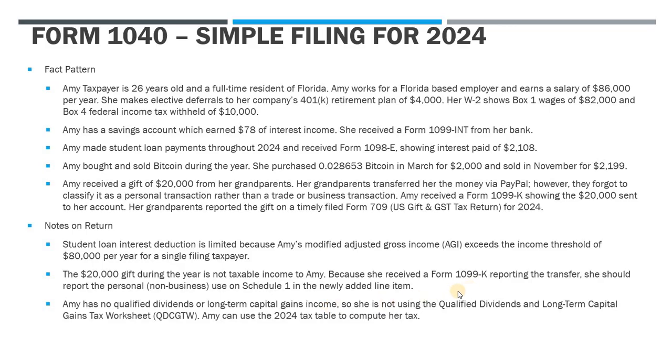However, because she has a 1099-K and the IRS receives a copy of the 1099-K as well, she should be reporting this transfer on Schedule 1. And the Schedule 1 for this year has a newly added line item to account for this type of situation. Now, Amy has no qualified dividends or long-term capital gains, and her income is going to be under $100,000. So for that reason, we don't have to do the qualified dividends and long-term capital gains worksheet, and we don't have to use the tax computation worksheet to compute her tax. We can just use the tax tables that are in the form instructions.